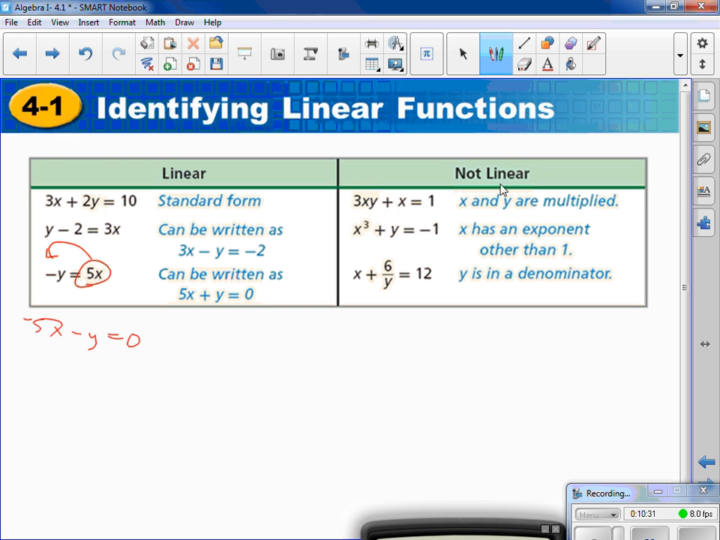Here, this is not linear as it has x times y. That automatically means it's not linear. I have an x cubed. An x to any power other than 1 automatically means it's not linear. I have something over y. Y is the denominator, so it cannot be linear.